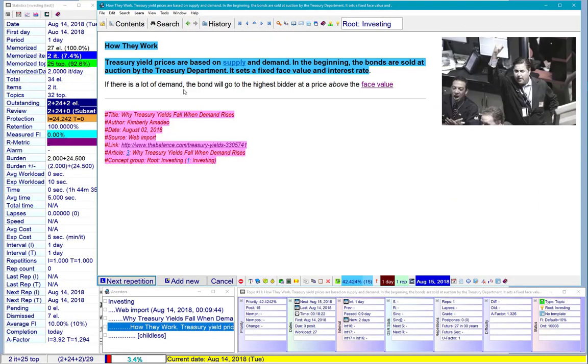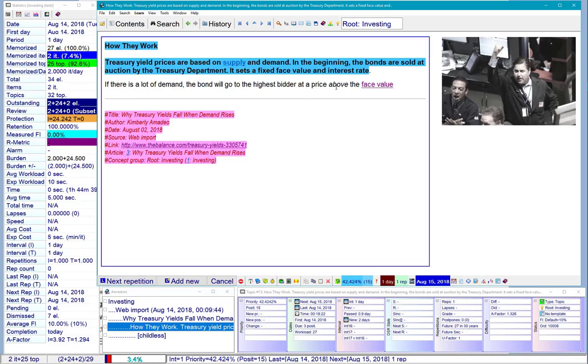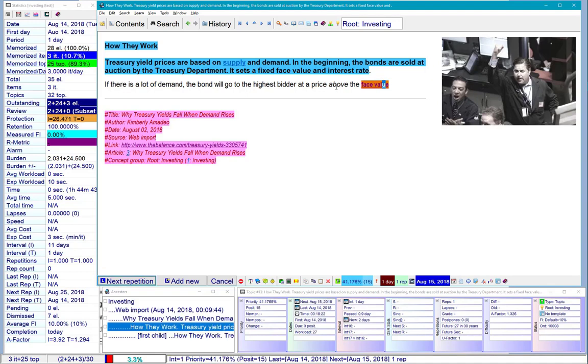If there is a lot of demand, the bond will go to the highest bidder, the price above the face value. I have already learned that, I remember. However, one extra clause never hurts. It supports what's called knowledge Darwinism, when different clause deletions compete for the best place in memory. Some of them are easier, some are placed in better context, and those which are best will be remembered best, and I have all the others. And in the end, I can have 3-4 different clauses on the same subject, and they work together.